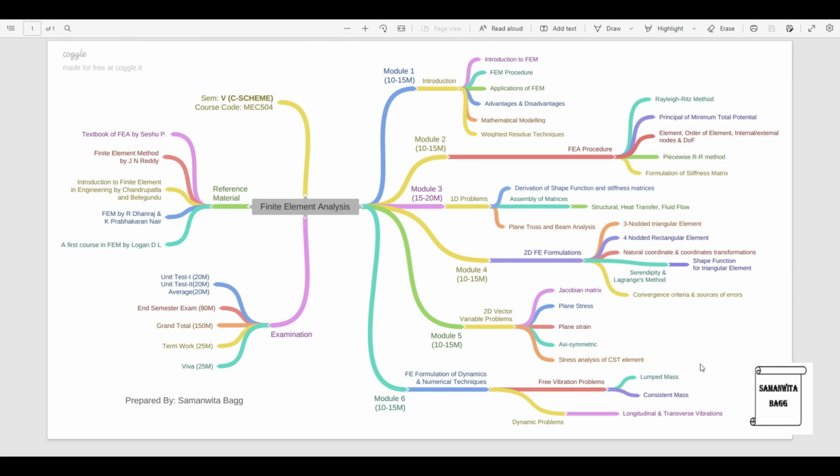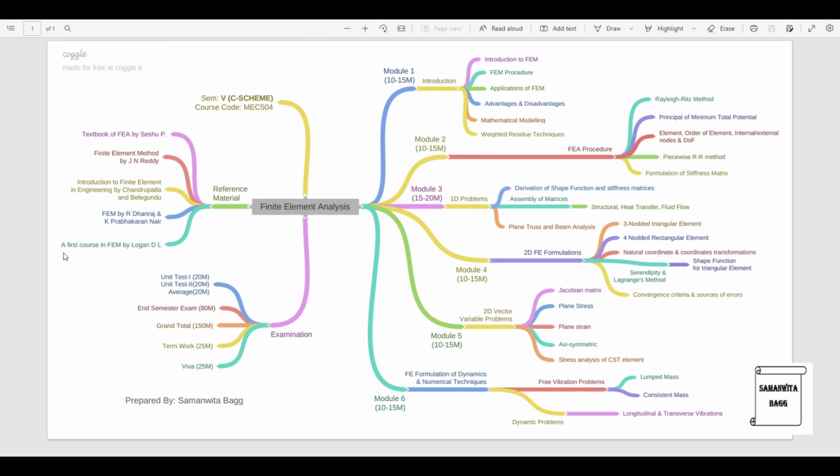Now we will talk about the reference material that you can use. These are a few books which you can refer. One is the Textbook of FEA by Seshu. Then you have Finite Element Method by J.N. Reddy. Introduction to Finite Element in Engineering by Chandrupatla and Belegundu. FEM by R. Dhanraj and K. Prabhakaran Nair. This is another very good book.